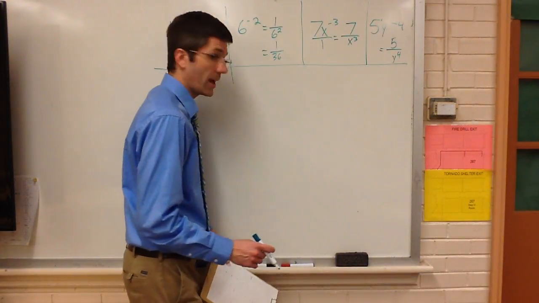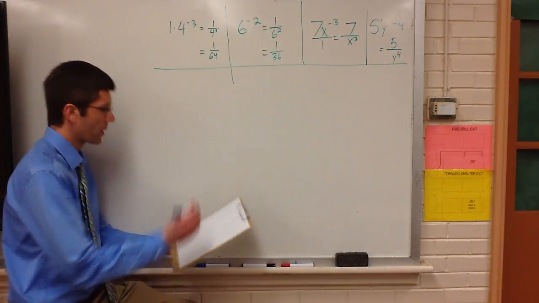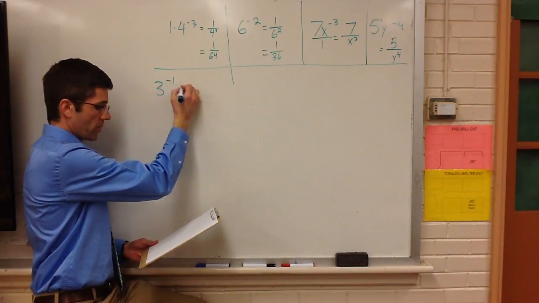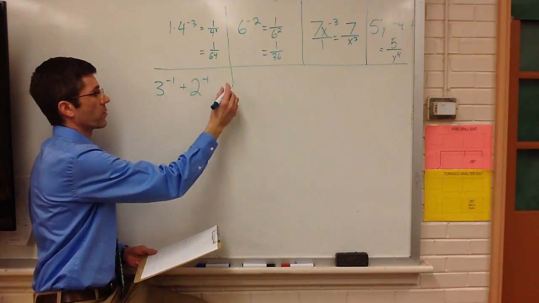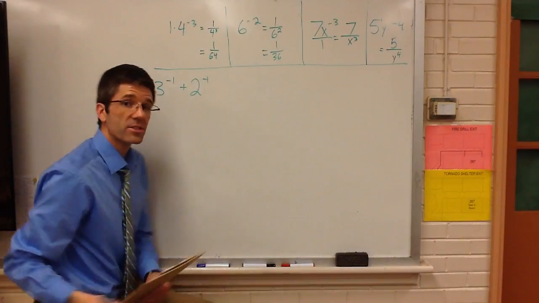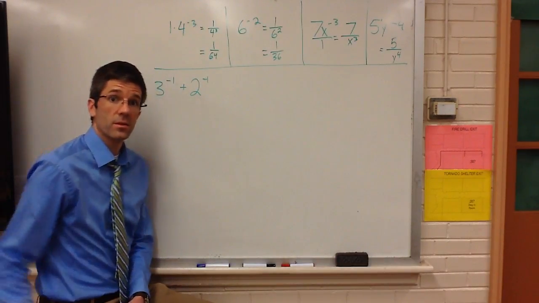Okay, now it's going to get crazy. I'm going to write these one at a time because I might need a little extra space. 3 to the negative 1 plus 2 to the negative 1. What in the world? Okay, let's start by moving things.